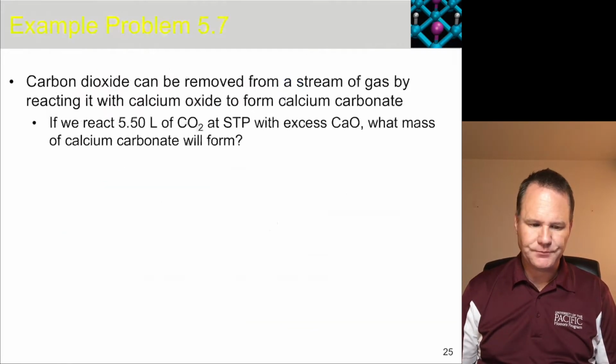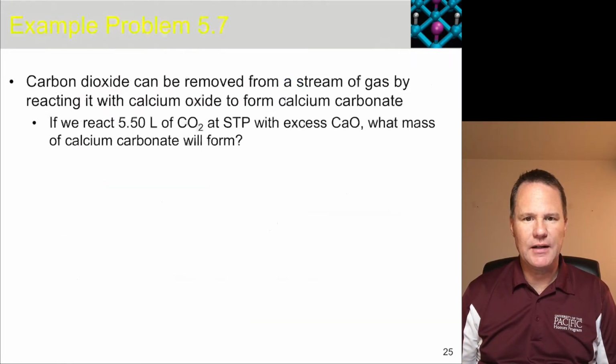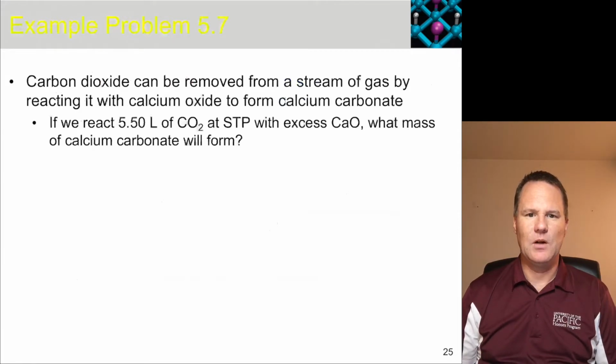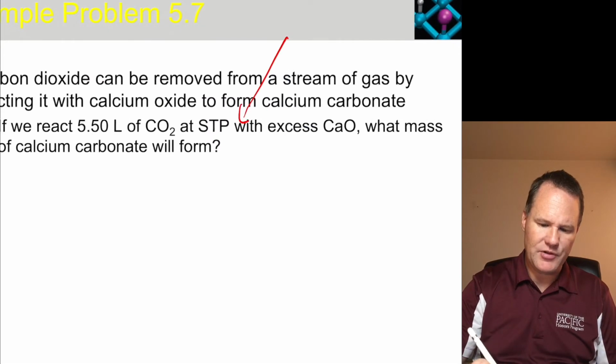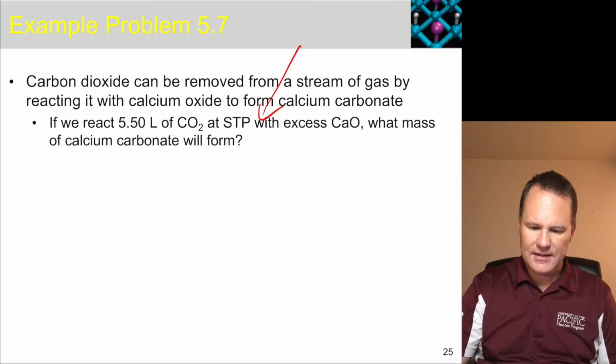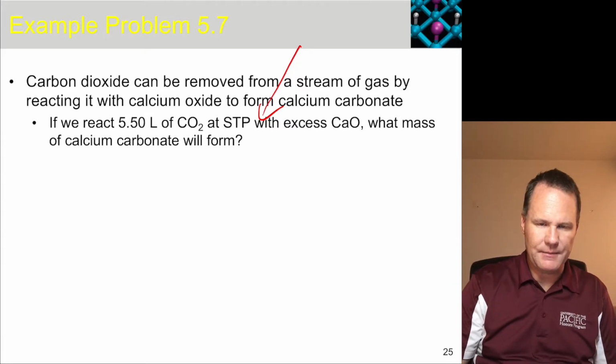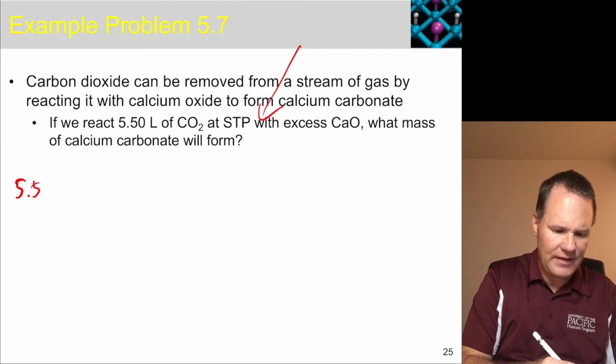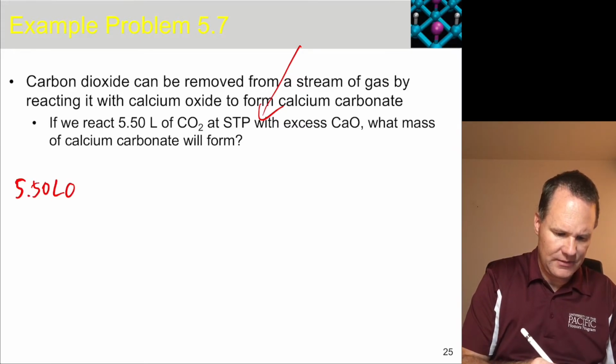Okay. How can we use this for a problem? Instead of calculating it the laborious way for any arbitrary temperature and pressure, if the pressure and temperature are STP, then we can just use this number here. So let's start with that. Now we start out, instead of with grams of something and converting in the end to liters, with liters. So 5.50 liters of CO2.